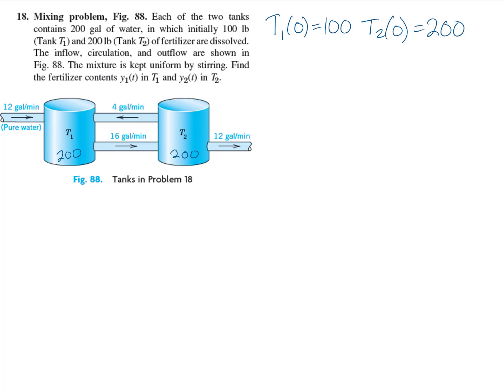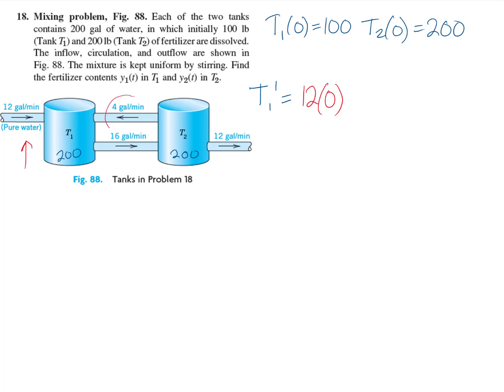And so we're not going to solve it, we're just going to set it up. It'll just ask you to set up the problem. So we're going to set up how things are changing. So the rate of change in tank 1 is going to be rate in, concentration in, anything that's coming in, and then minus rate out, concentration out. So what's going into tank 1, as I'm looking here, I have rate in is 12 gallons per minute, and the concentration in it's pure water, so it has no fertilizer in it, so that's 0.